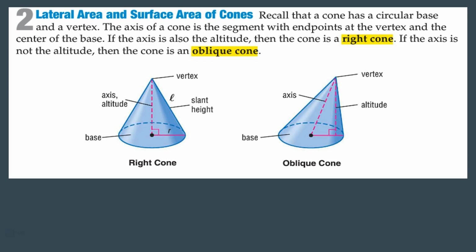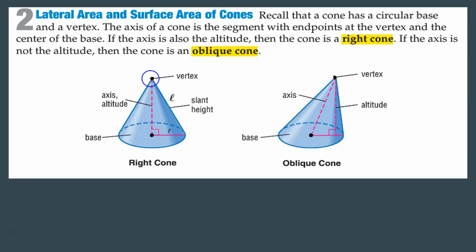So remember, a cone has a circular base and a vertex. Vertex meaning where they're going to meet up top in our case for our picture. So here's our vertex. And that matches up with the center of the base, which is right there and here. If the axis is also the altitude, then the cone is a right cone. If the axis is not an altitude, then the cone is an oblique cone.